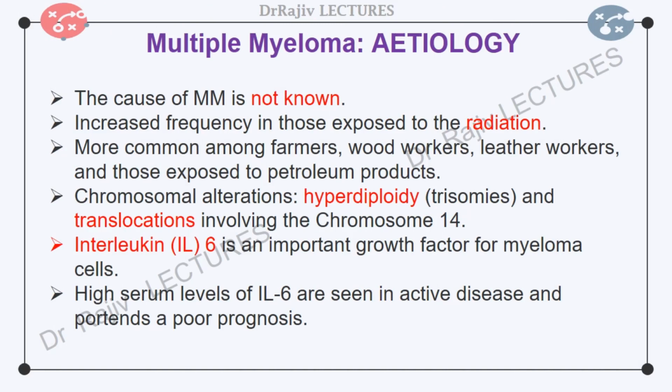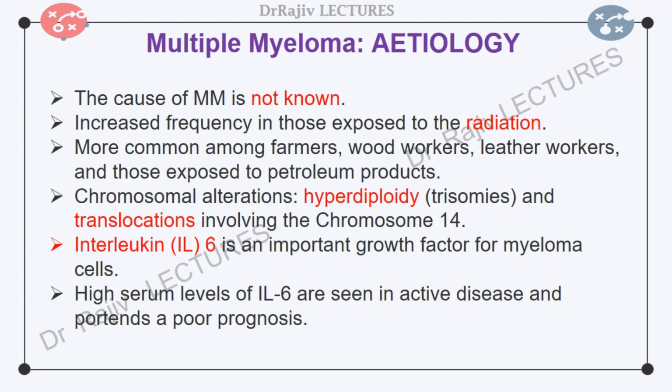The cause of multiple myeloma is not known. Multiple myeloma has been seen with increased frequency in those exposed to the radiation of nuclear fallout in World War II. It has also been seen more commonly among farmers, woodworkers, leather workers, and those exposed to petroleum products.